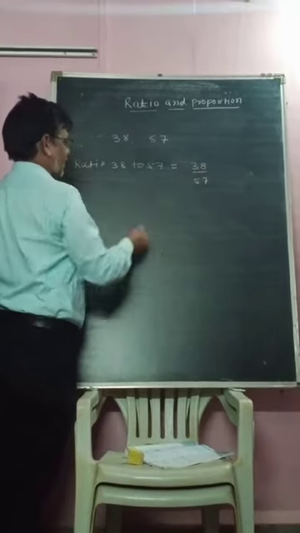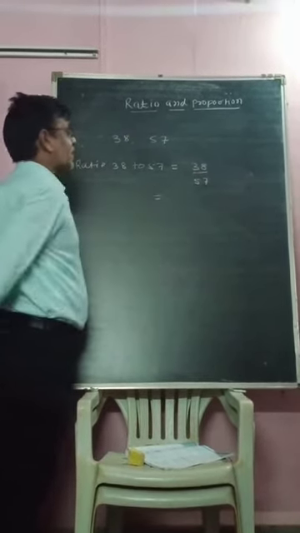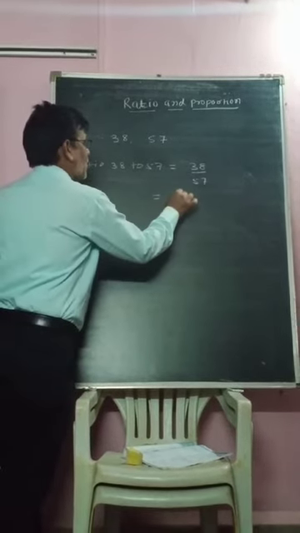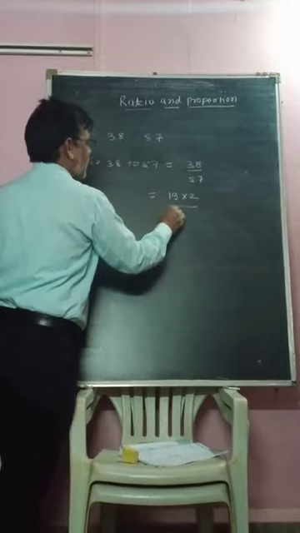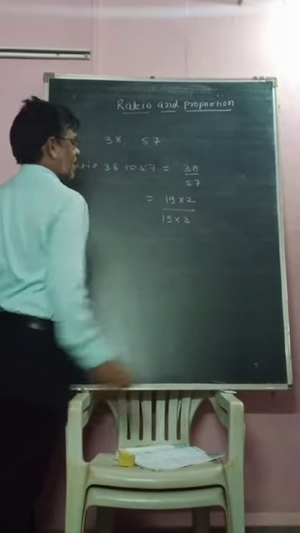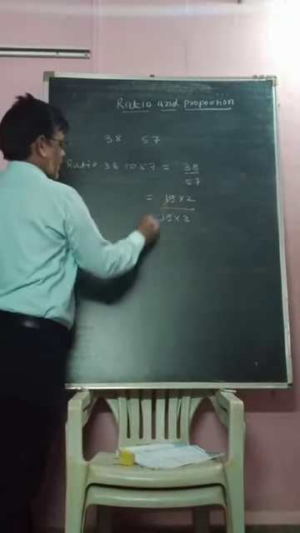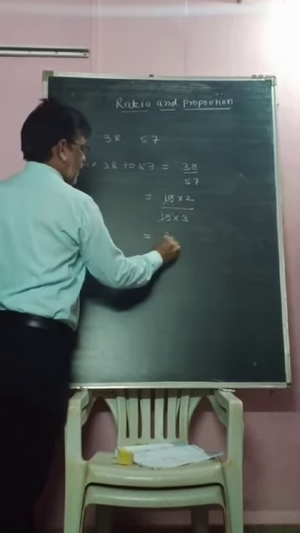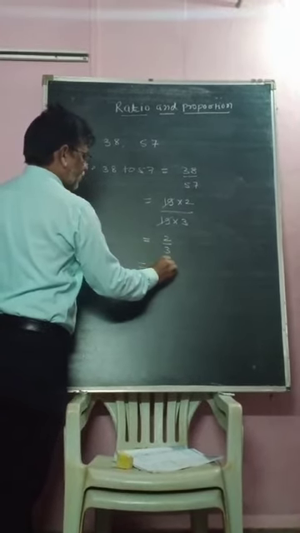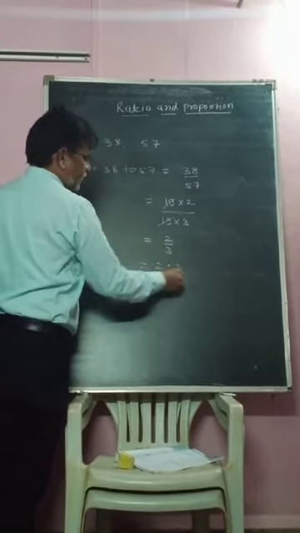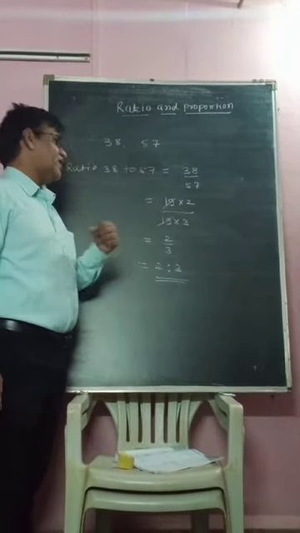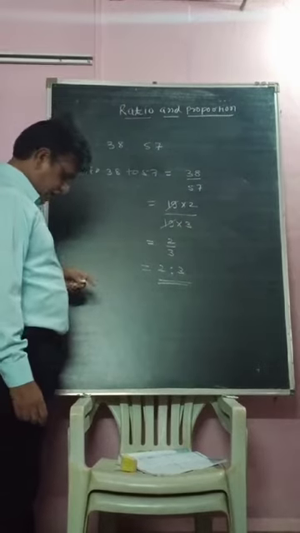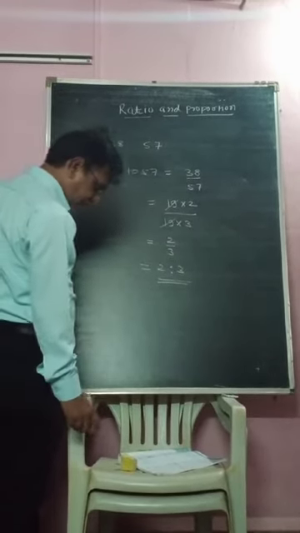38 by 57 is equal to 19 into 2 is 38, and here 19 into 3 is 57. So 19 gets cancelled, which means you get 2 by 3. It means 2 is to 3, the ratio. Okay, the ratio in simplest form is 2 is to 3. Right? And similarly, the third question is there.